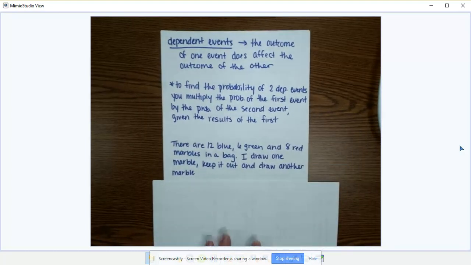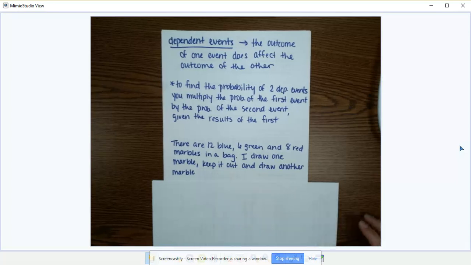We have 12 blue marbles, 6 green marbles, and 8 red marbles in a bag. We're going to draw our first marble. We're going to keep it out. We might put it in our pocket or set it off on the side, and then we go to draw out our other marble. Because we keep the first marble out, now we've changed the number of marbles in our bag, which is going to change our probability.